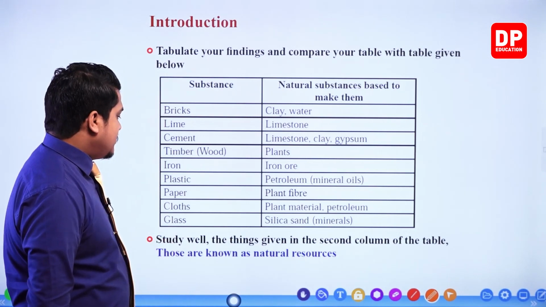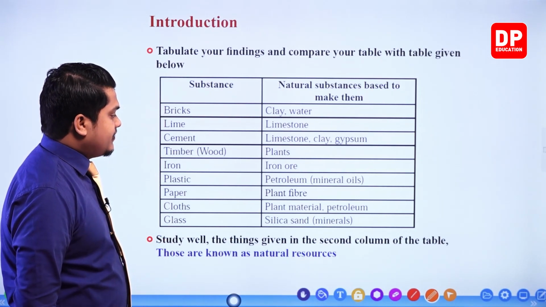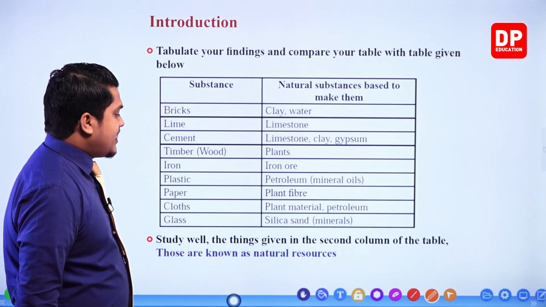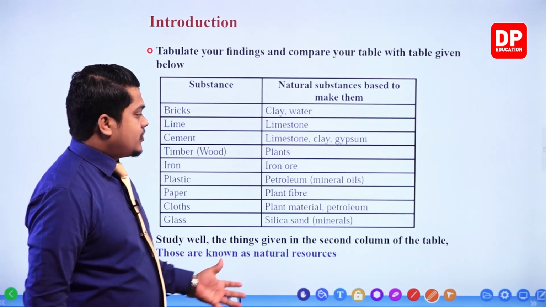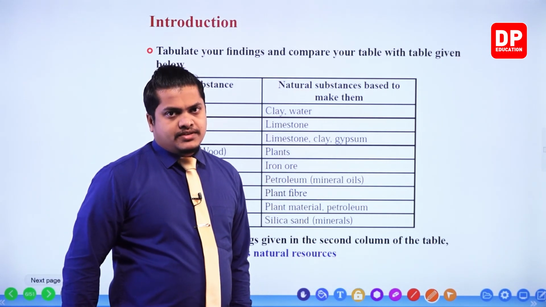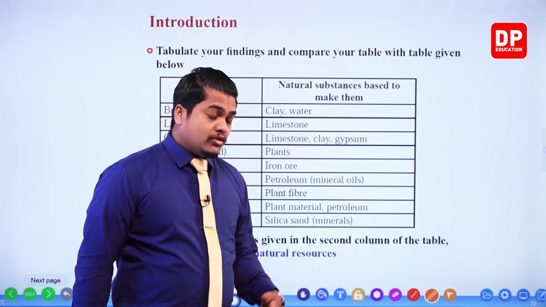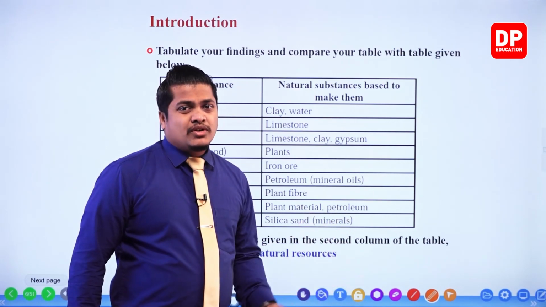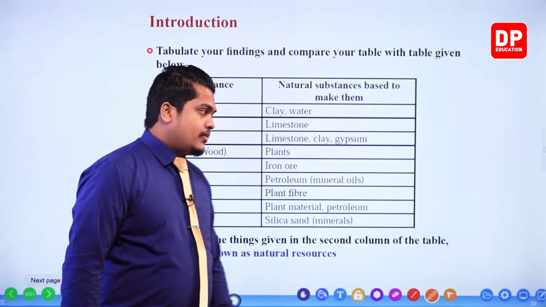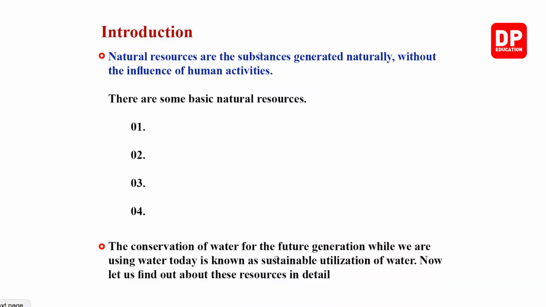Okay, so these are those kinds of substances and objects. So here, given a point, study well the things given in the second column of the table. Those are known as natural resources, as we can observe these things naturally in our environment, right? Without the mediation of man, these things are naturally occurring in our environment. Okay, right then. So natural resources are the substances generated naturally without the influence of human activities. Like I said, natural resources are the things which are generated in our environment naturally without the mediation or influence of man.